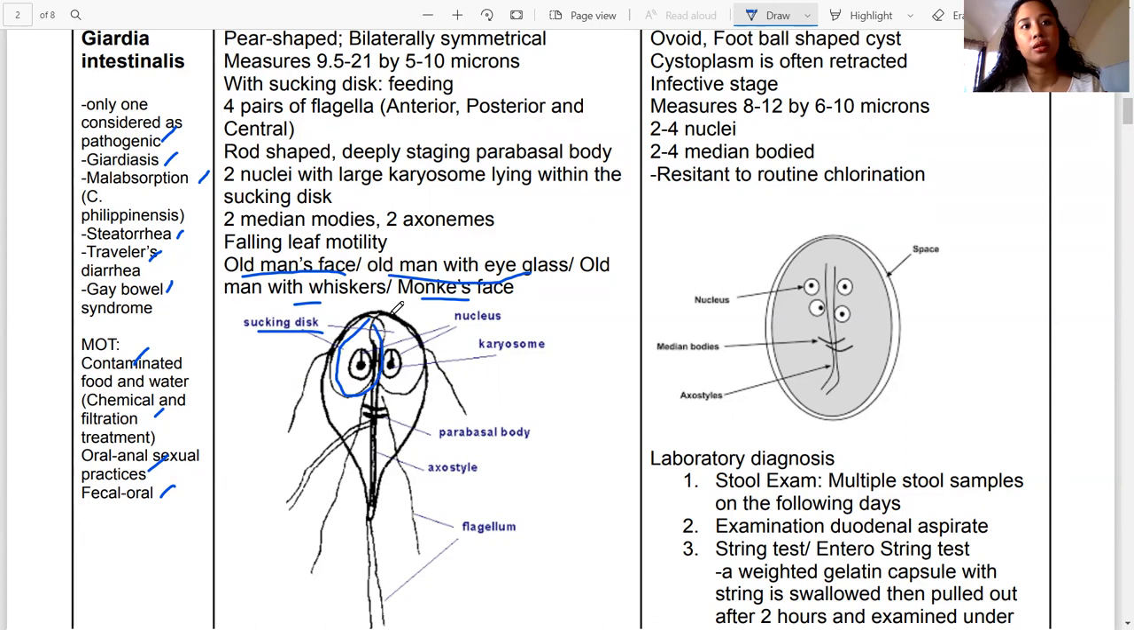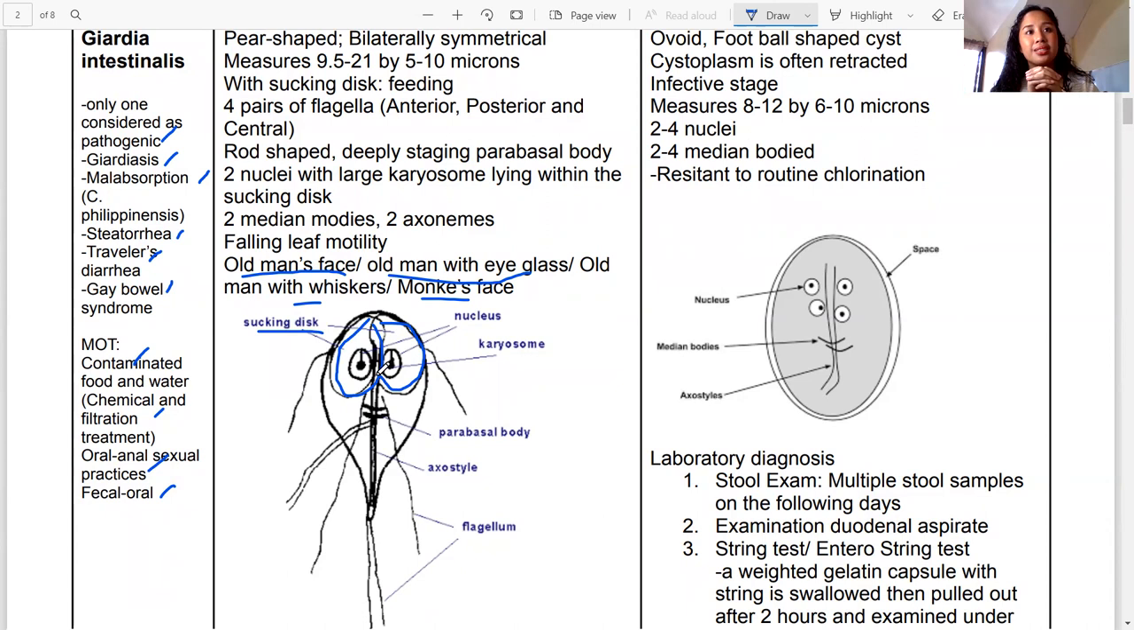So, on one side it is bilateral. It's a sucking disc. This sucking disc is used to attach itself to the duodenum, to the jejunum, for feeding. That is what they use to feed. So, this is really pathogenic and parasitic.